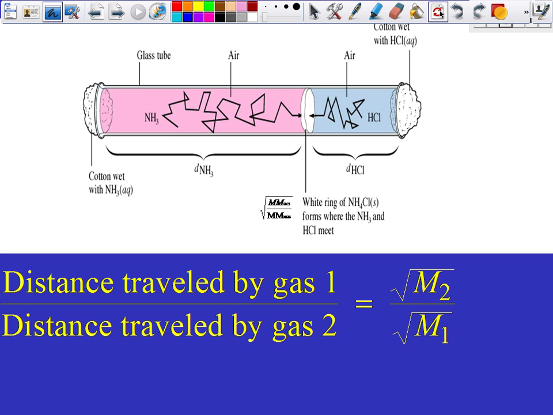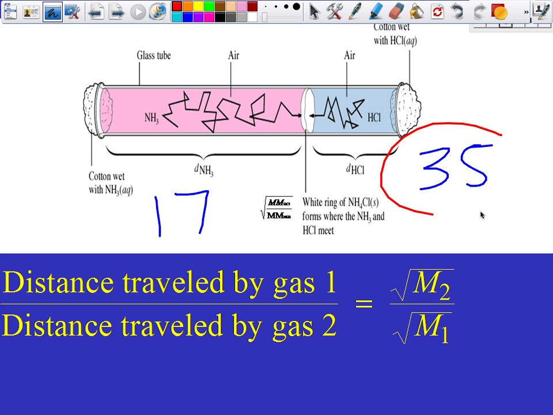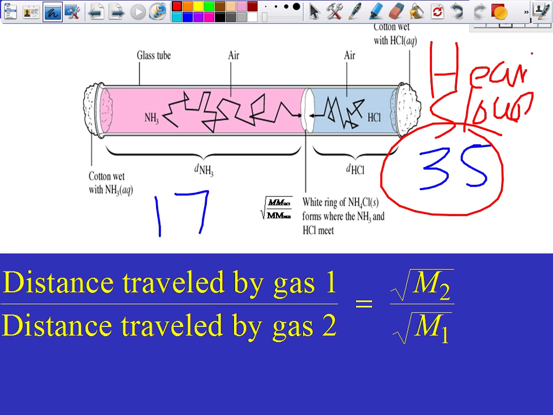So here's what we're trying to understand. Again, mass is 17, mass is 35. What did I just tell you on the last slide? Heavier is slower. So these molecules don't travel near as far as these will, since these are lighter. That is what I'm trying to get you to understand.